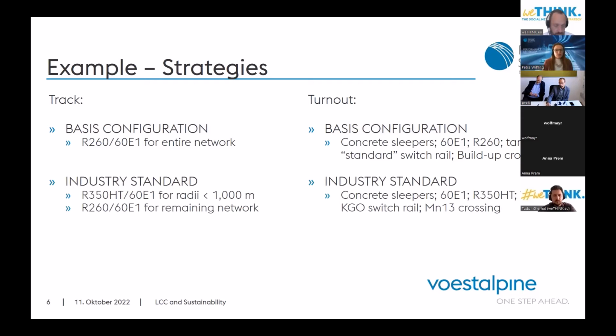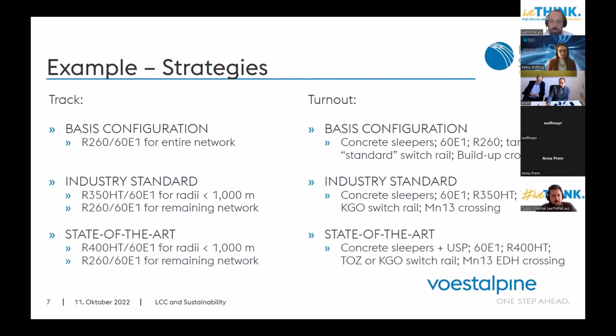The second strategy is the industry standard. Here for the track network we have a combined strategy of rail grade. Here we are using R350 HD for radii below 1000 meter. And for the other radii or straight track, we are still using R260 rail grade. And for the turnouts, we're also using the rail grade R350 HD, a load capacity optimized or kinematic gauge optimized switch rail, and the cast manganese crossing.